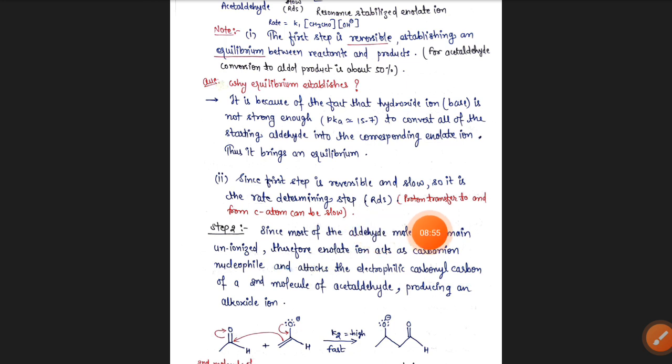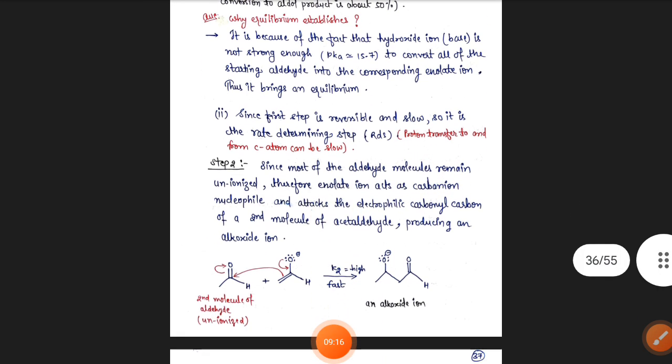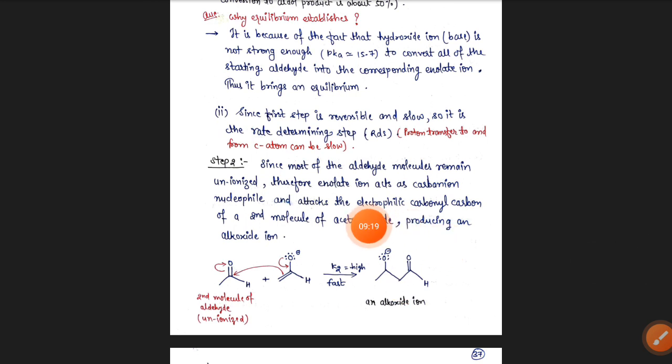So this is a question from the condensation reaction: what is the RDS step. The reactions are given there, and you have to say what is the RDS step of the aldol condensation reaction. So proton transfer to and from a carbon atom can be slow. In the next step, since most of the aldehyde molecules remain unionized, the enolate ion acts as a carbanion nucleophile and attacks the electrophilic carbonyl carbon of a second molecule of aldehyde, producing an alkoxide ion.